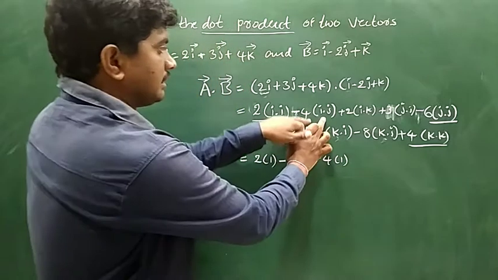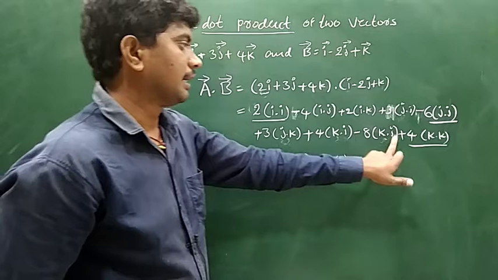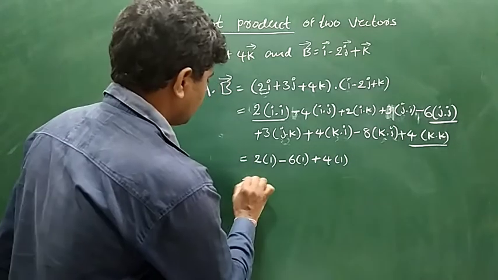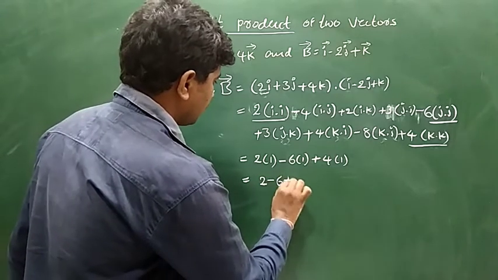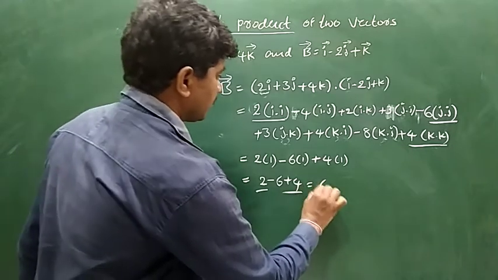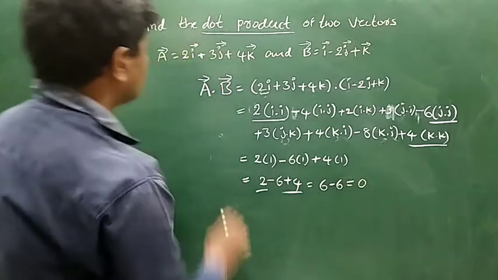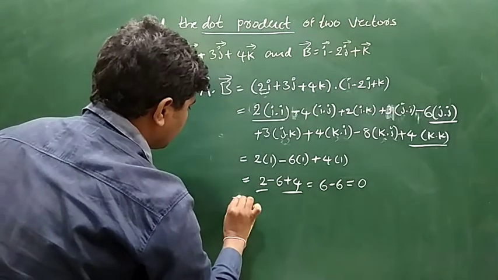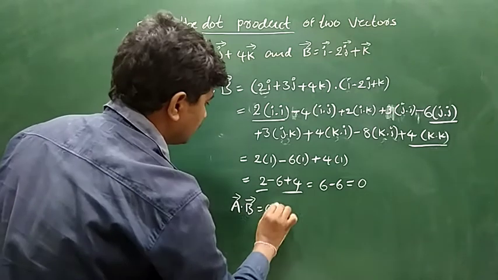Now, since i dot j, i dot k, j dot i, j dot k, k dot i, k dot j are equal to 0, 0 into anything is equal to 0. Therefore, 2 minus 6 plus 4. Adding the values, 6 minus 6 is equal to 0. Final answer, the dot product of the two vectors: A bar dot B bar equals 0 units.